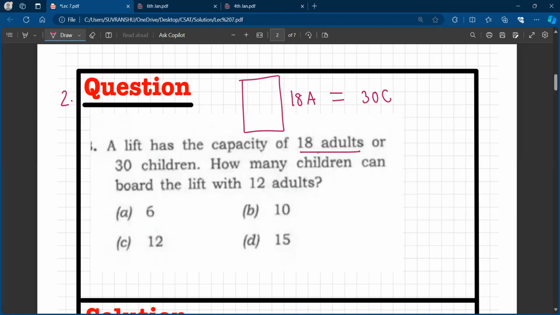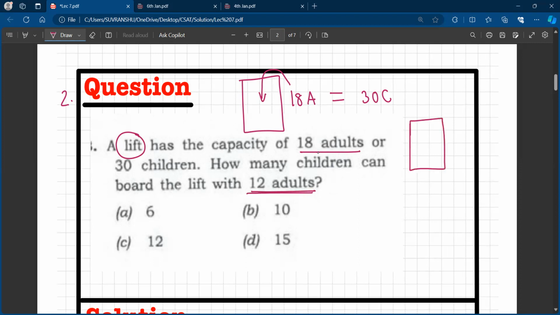18 adults similar to 30 children. Because all can be occupied in this lift. What 18 adults can do in this lift, what the lift can hold is 18 adults or it can hold 30 children. So these two are similar quantities with respect to this lift. Clear? How many children can board the lift with 12 adults? Isn't it an easy question?